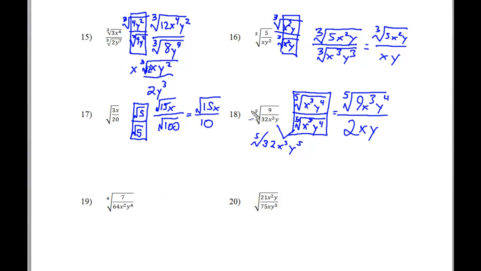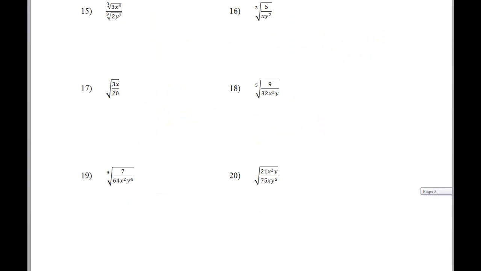Looking down at problem number 19, we have to look at the fourth power. Now, when we look at our powers of 4, 1 to the 4th power is going to be 1. 2 to the 4th power is 2, 4, 8, 16. 3 to the 4th power is 81. And 4 to the 4th power is 256.